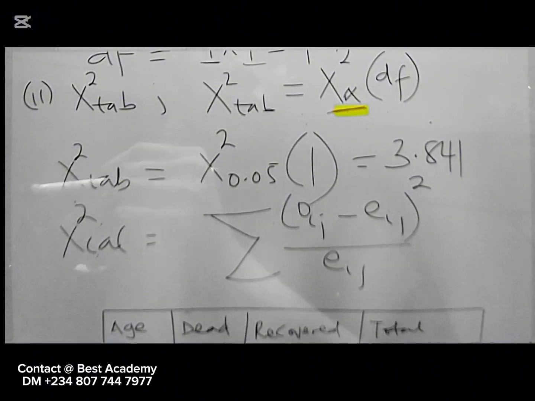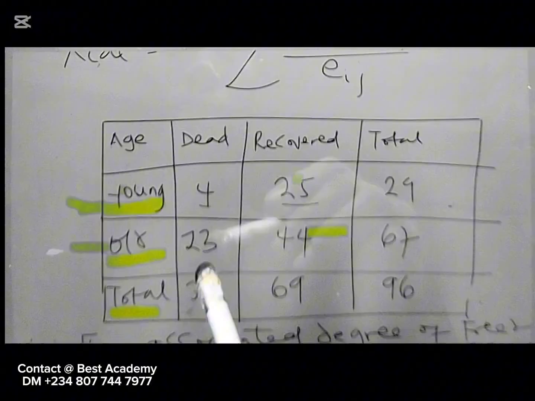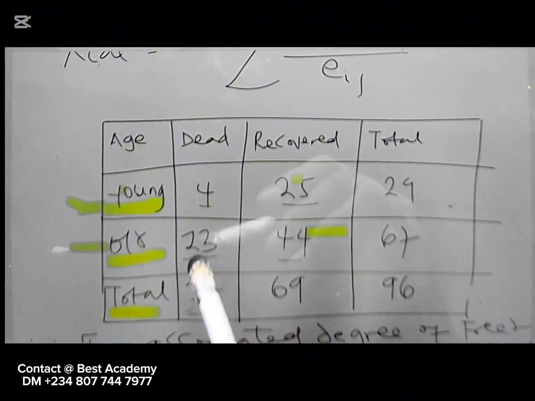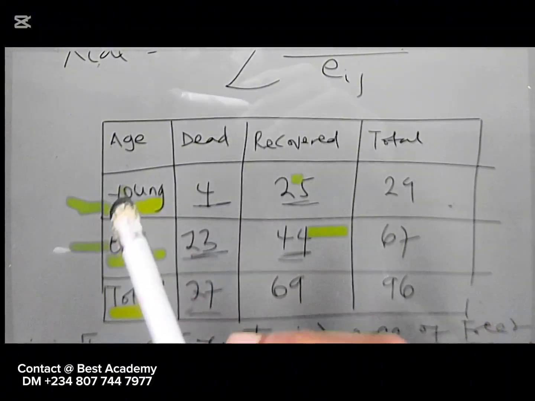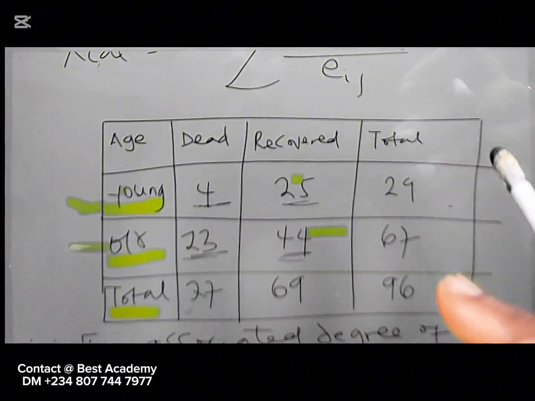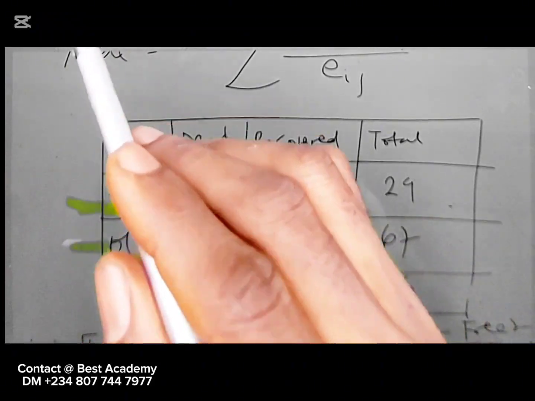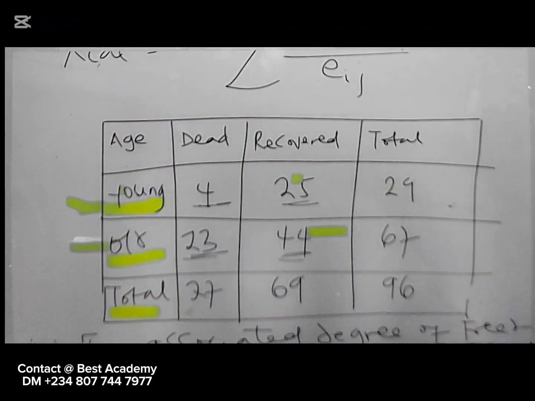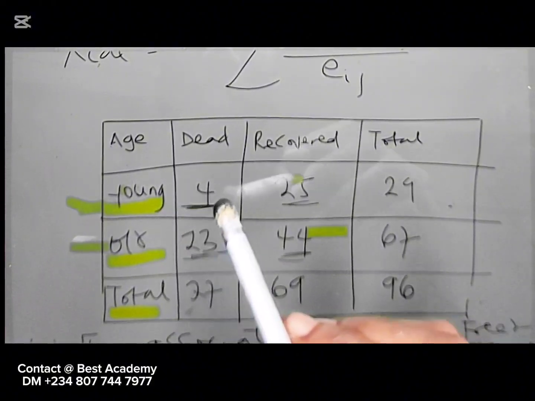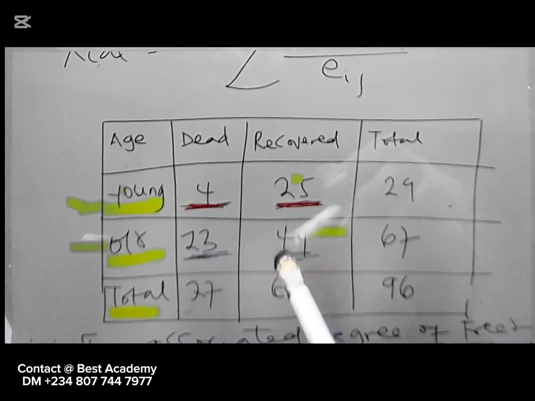Please take note. Class, we all know that these values we are seeing here are the observed frequencies. The values in the contingency table are the observed frequencies. These ones here are the totals, so total is not involved. Each observed frequency has an expected frequency. This one will have its own expected frequency, this one will have its own, the same with this and this.